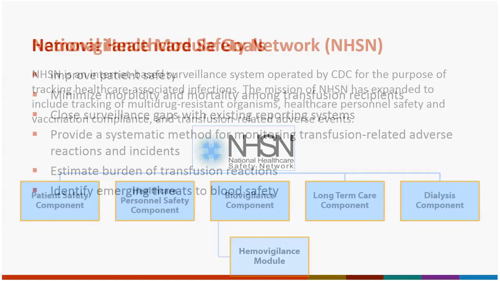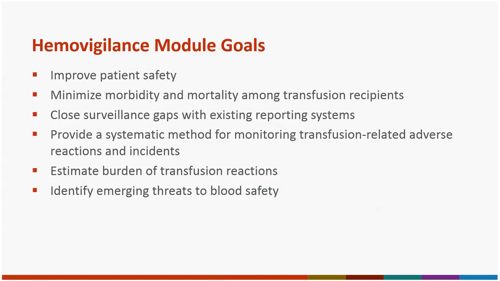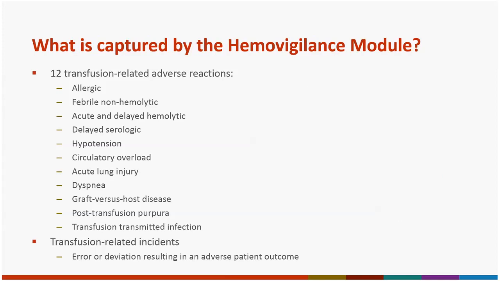Next slide, please. The NHSN hemovigilance module was created to implement national surveillance of transfusion-associated adverse events aimed at improving patient safety, minimizing morbidity and mortality of transfusion recipients, and identifying emerging complications and pathogens associated with blood transfusion. Next slide, sorry. The hemovigilance module captures 12 transfusion reactions as listed on the slide, and it also captures transfusion-related incidents, including process errors or deviations.